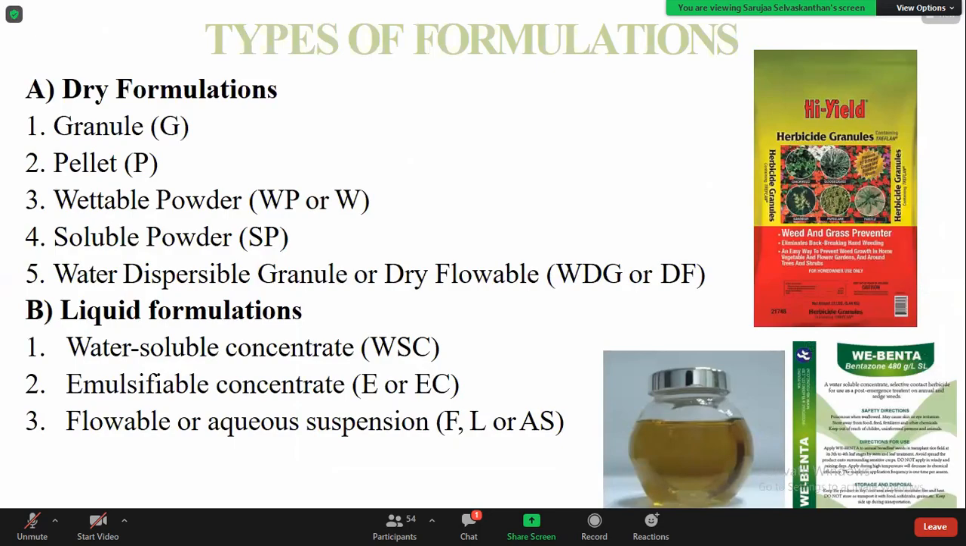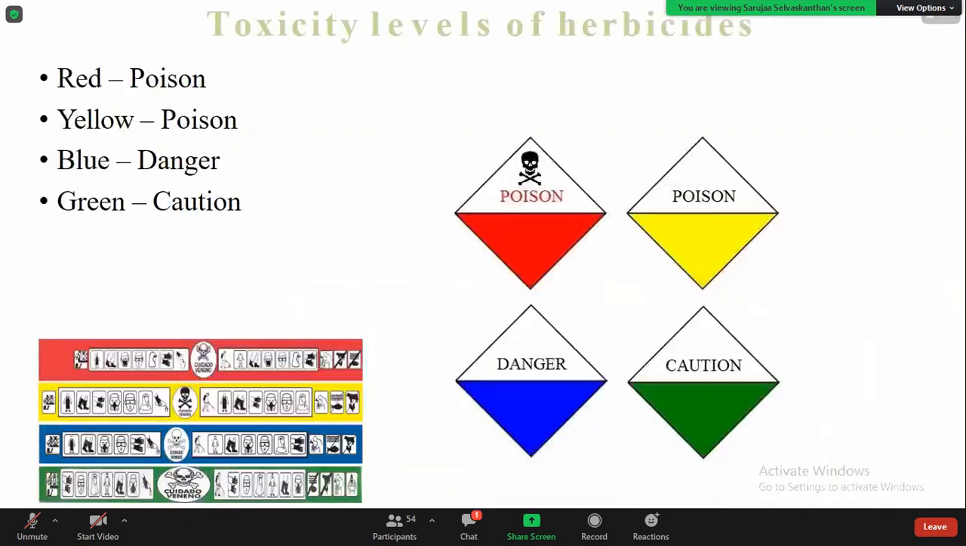Next, dry formulations. First one is granule. Next one is pellet. The granule is ready to use, a dry mixture of a small amount of active ingredient with inert carriers. Pellets are similar to granules in that they are ready to use. Okay, go to the toxicity level slide.